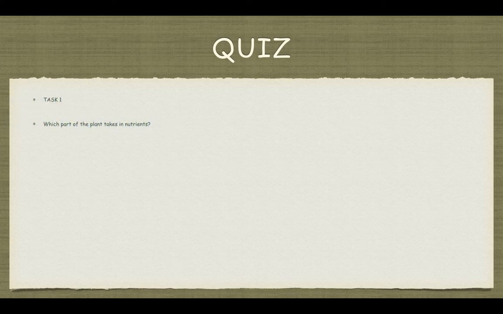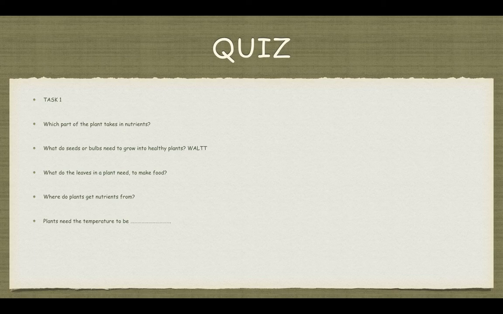So task 1, first question, which part of the plant takes in nutrients? This is all revision. It's stuff that you had in your work yesterday. What do seeds or bulbs need to grow into healthy plants? So think about the mnemonic WALT, W-A-L-T-T. What do those letters stand for? Question number 3, what do the leaves in the plant need to make food? Where do plants get nutrients from?